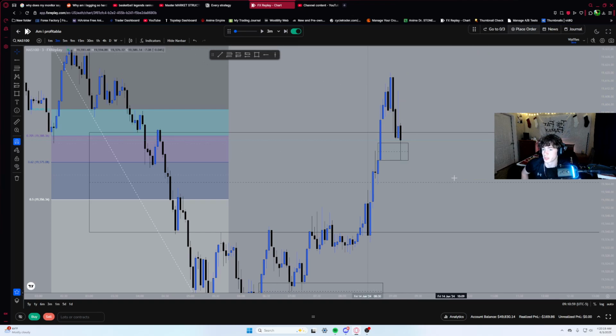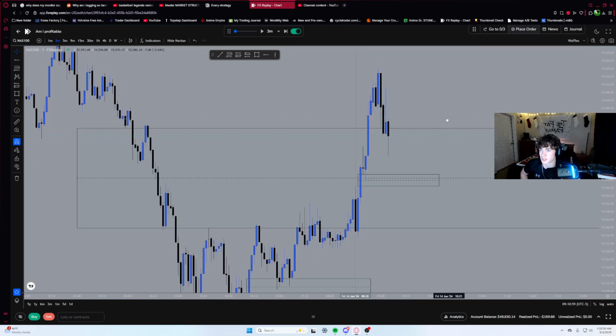Honestly, I'd rather not take this trade. Let's wait till it comes down here. This is 0.705. The RR is just not looking good. There's no point. It's not worth it, even if I do win the trade.